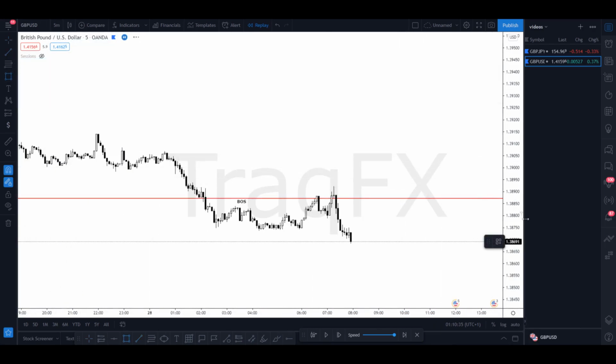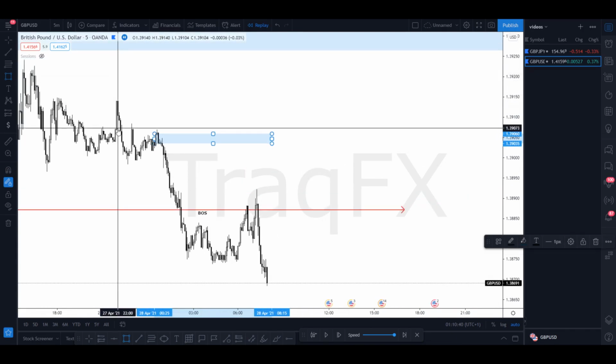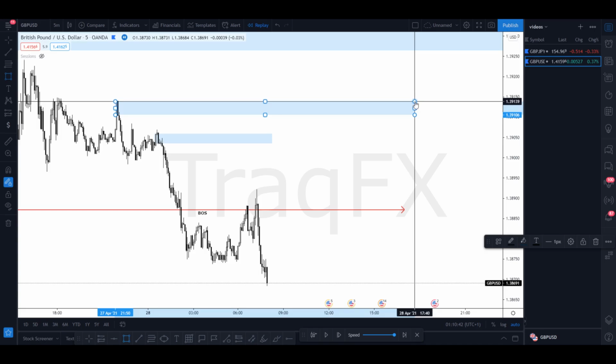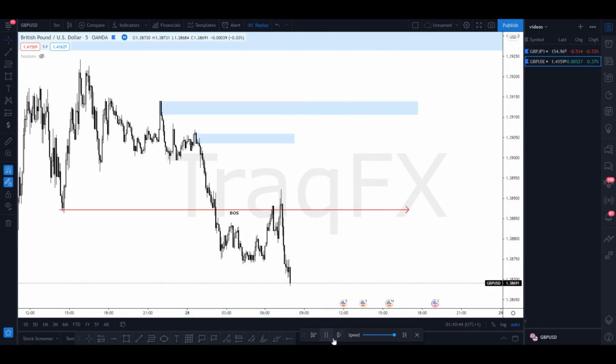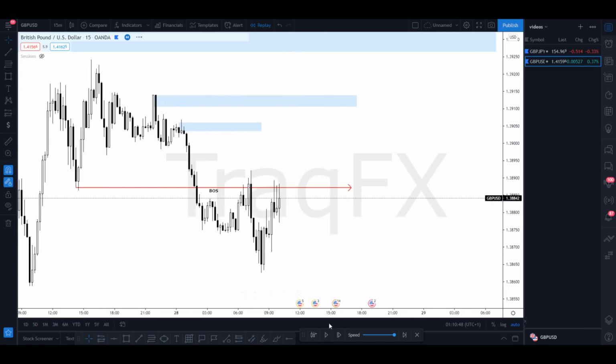Let's look at the 5-minute for institutional candles. We find one right over here, and then we also find one right over here. Right, we have those breaks of structure. At this point, simply wait for price to come back up into our level. Let's skip this on the 15-minute.